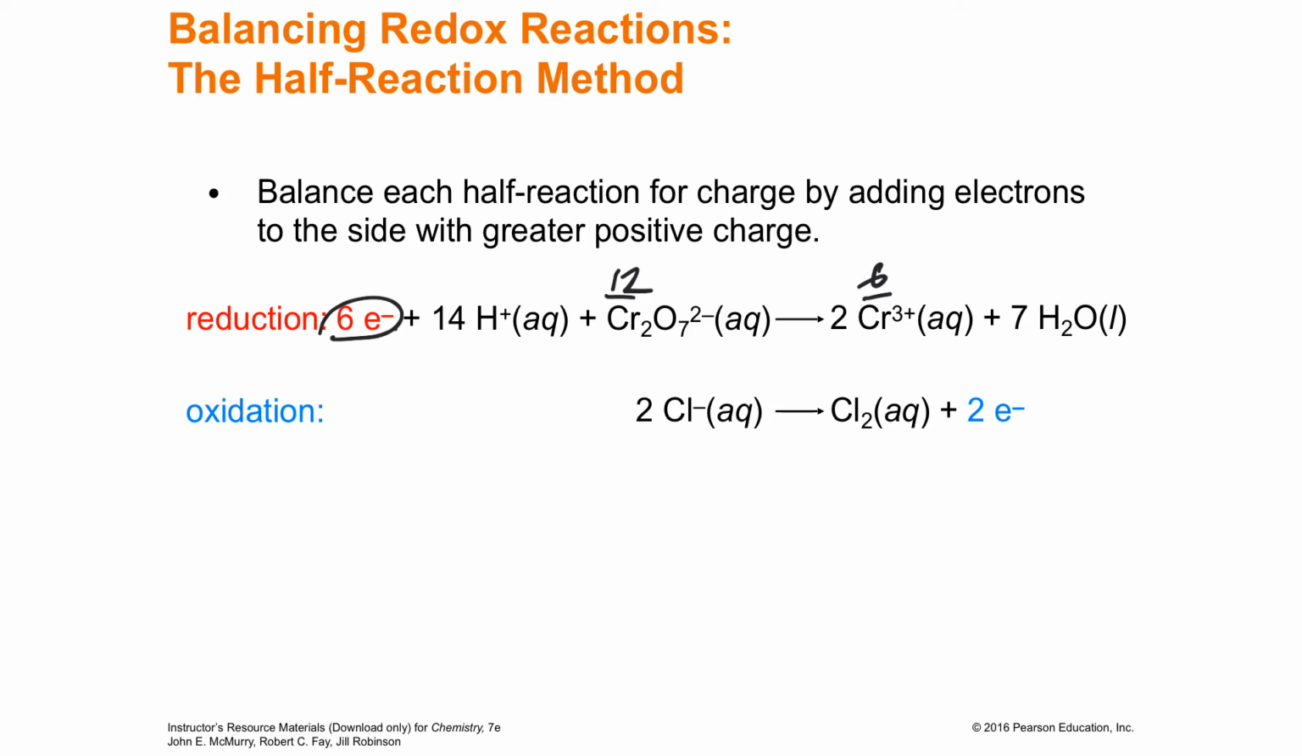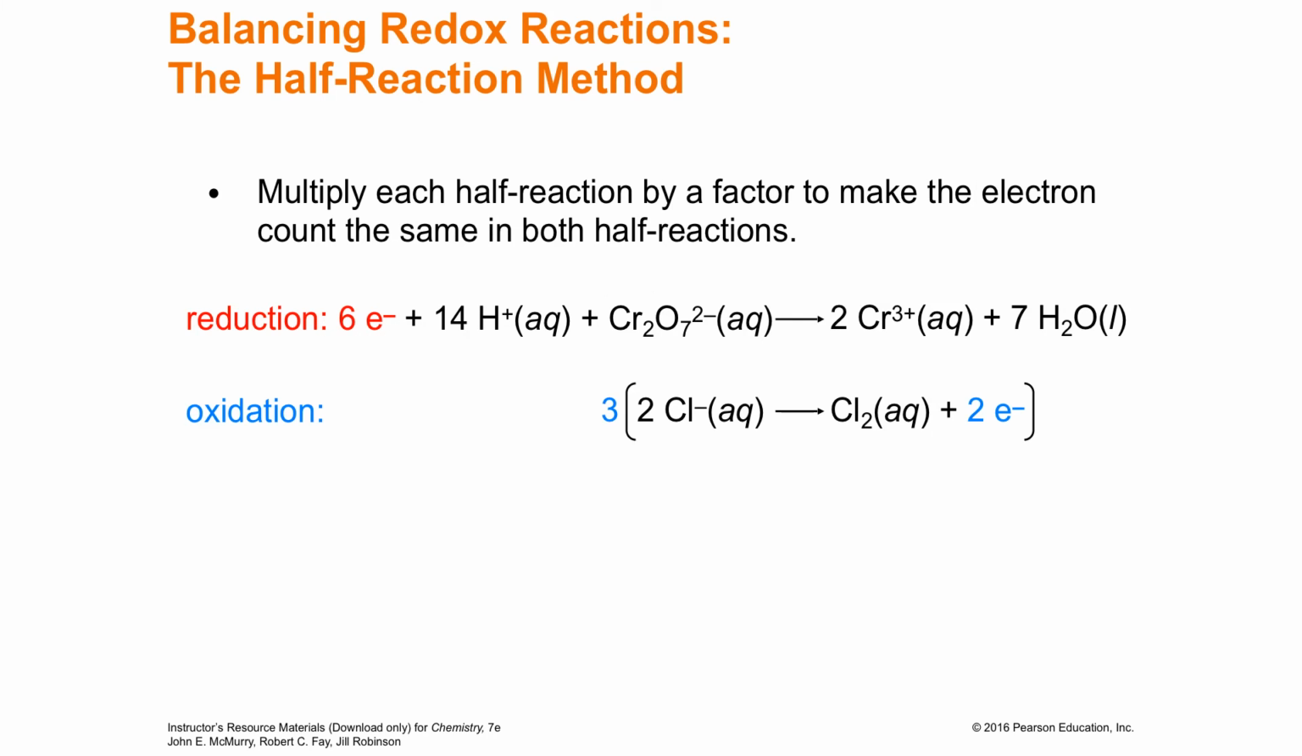In the oxidation, I've got 2 negative 1s going to 0. That means 0 is 2 bigger than negative 2. The higher charge is actually on the right. Even though it's 0, it's higher than negative 2. How much higher? 2 electrons. So I'm going to add 2 electrons on the right to balance it off. That way the charges are exactly the same on both sides.